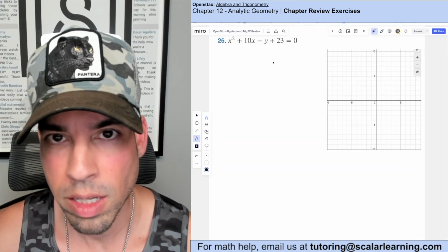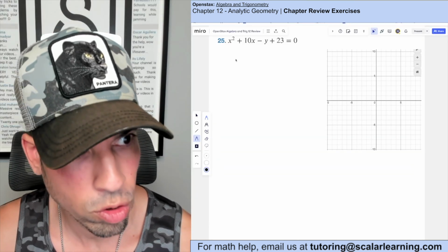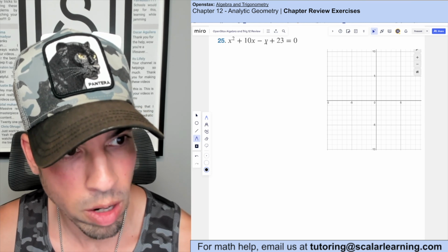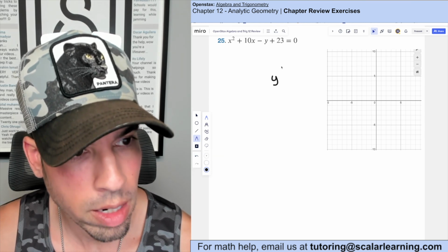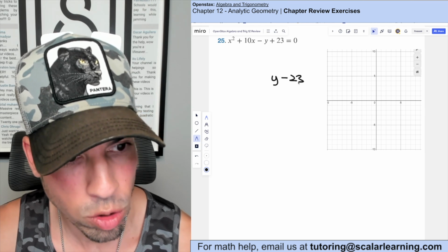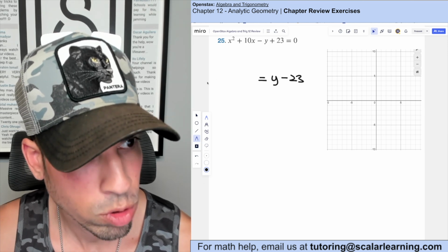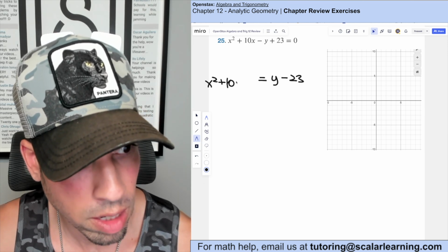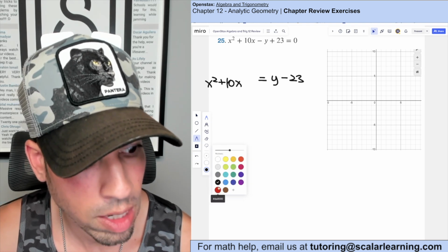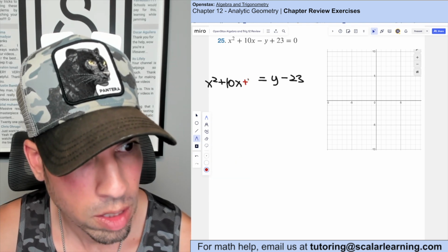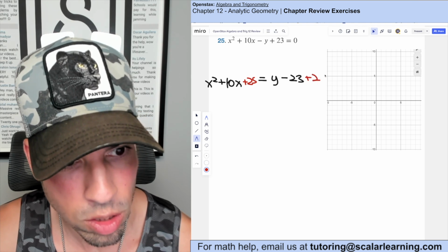Done. For this one, to get it into standard form, we're going to have to complete the square. And I'm also going to add y to the other side. So I've got y, and then I'm going to minus 23 as well. So y minus 23 is equal to x squared plus 10x. Now to complete the square, I take half of this and square it. So half of 10 is 5, squared is 25, but we're going to add it here as well.